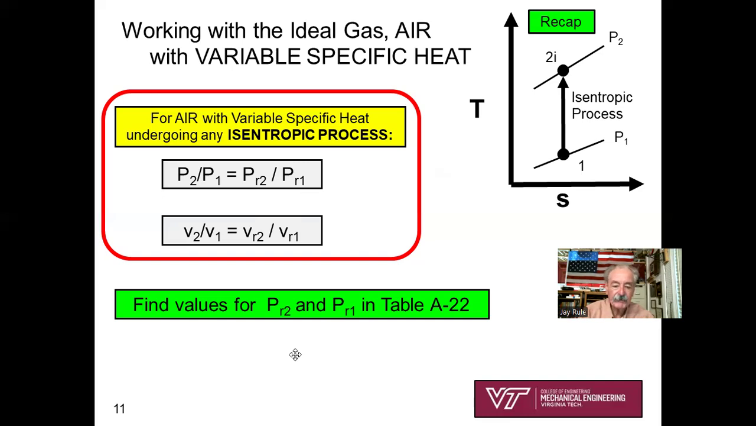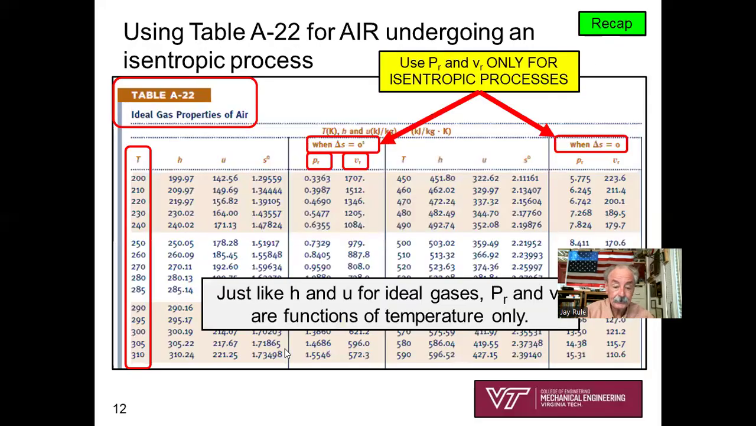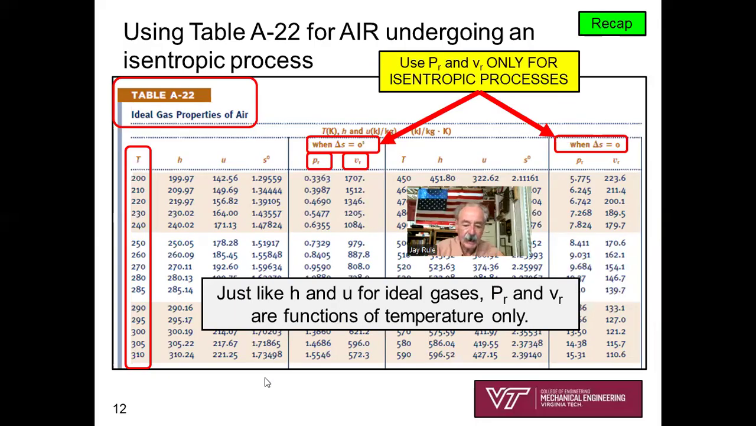These are going to be very valuable to you as you're working through homework problems, quiz problems, and test problems for Chapter 9. Going to be very important for you. Here's a screenshot of table A22. This will be the example of when we've got air as our working fluid, all of Chapter 9.